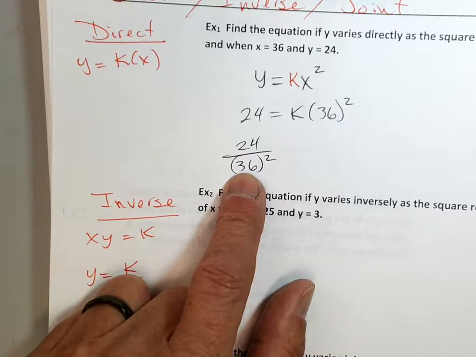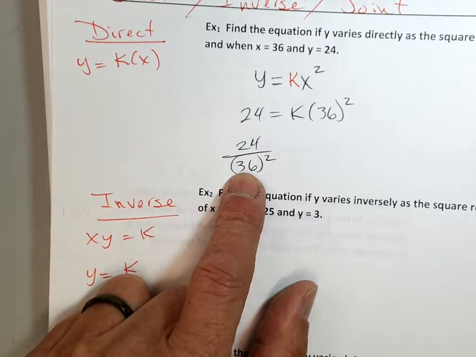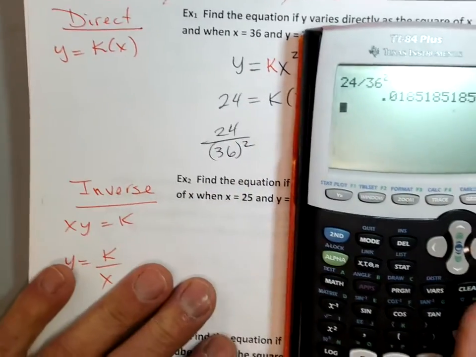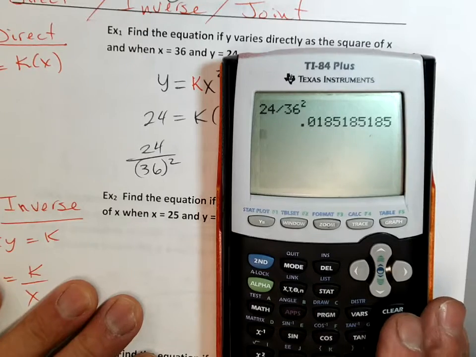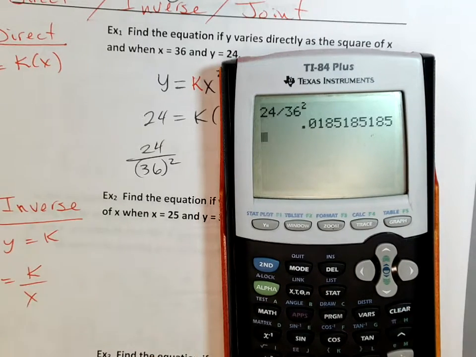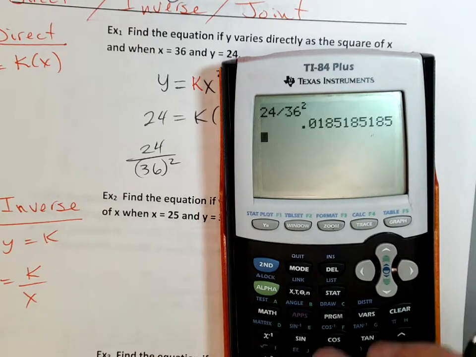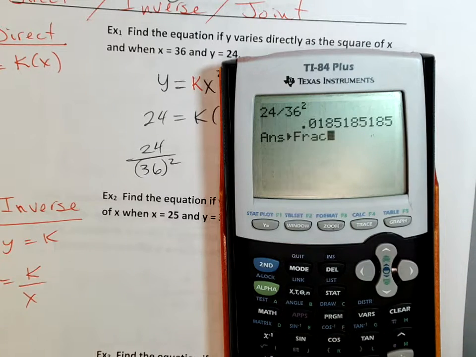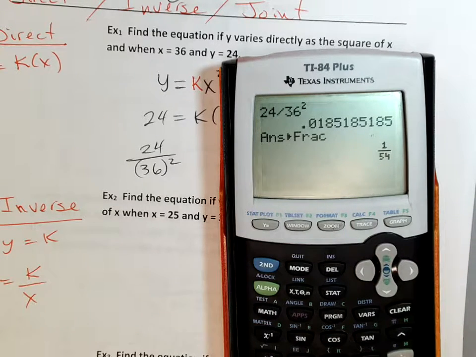Use my calculator. Okay, what's 24 divided by 36 squared? And I get 0.10 blah, blah, blah. But watch this. Math, fraction. Ooh, I like that answer better. Want to do that again? Okay, watch, I'll do it again. I like 1/54 better. A lot nicer.